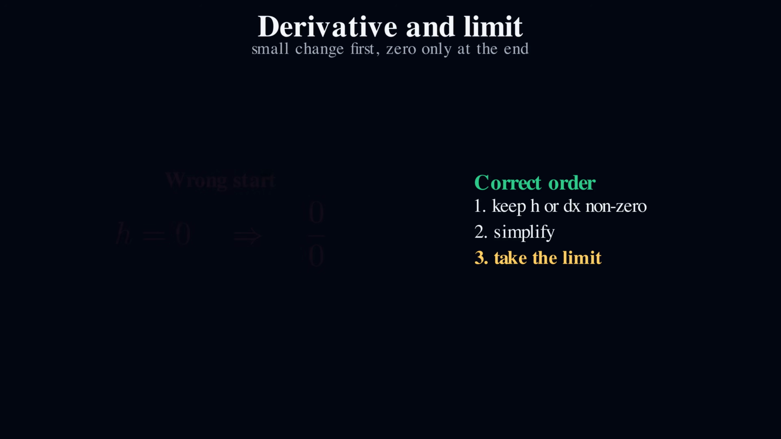The small change, called dx or h, is not zero at the beginning. We use it as a tiny non-zero change, calculate the change in area or volume, divide by that tiny change, and only at the end let it approach zero.